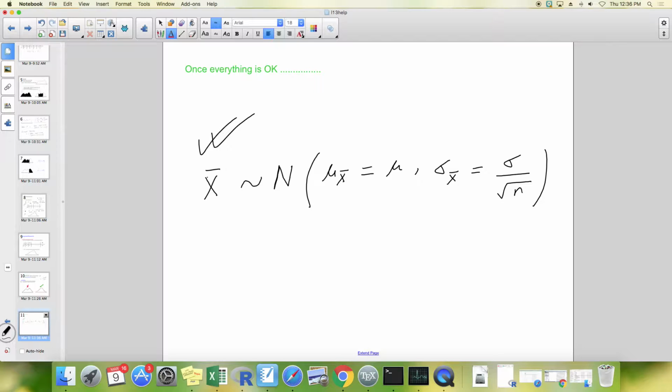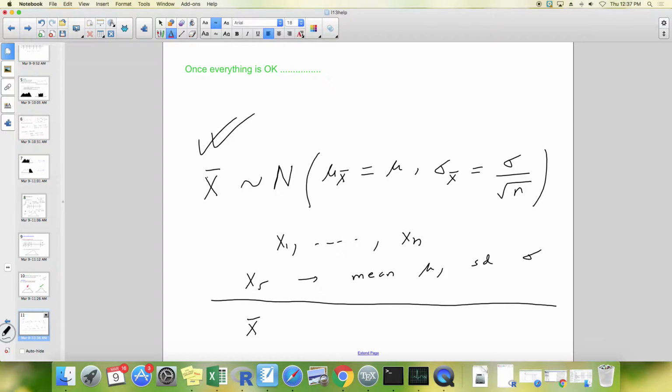So once again, for x1 through xn, for example take x5, what's the mean of x5? The mean is mu. And what's the standard deviation? It's sigma. Similarly for x1, x2, all of them. Now for x bar, it's a different story. For x bar, what's the mean? The mean remains the same, mu. What's the standard deviation? It's sigma by square root of n.